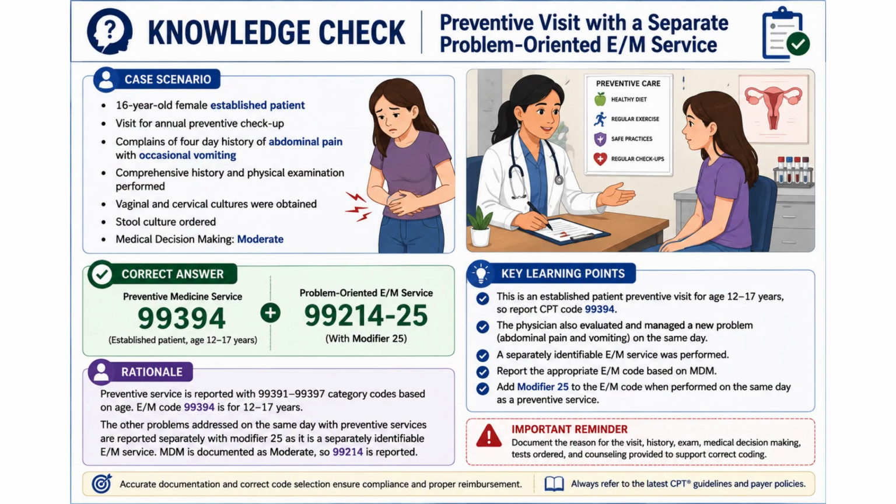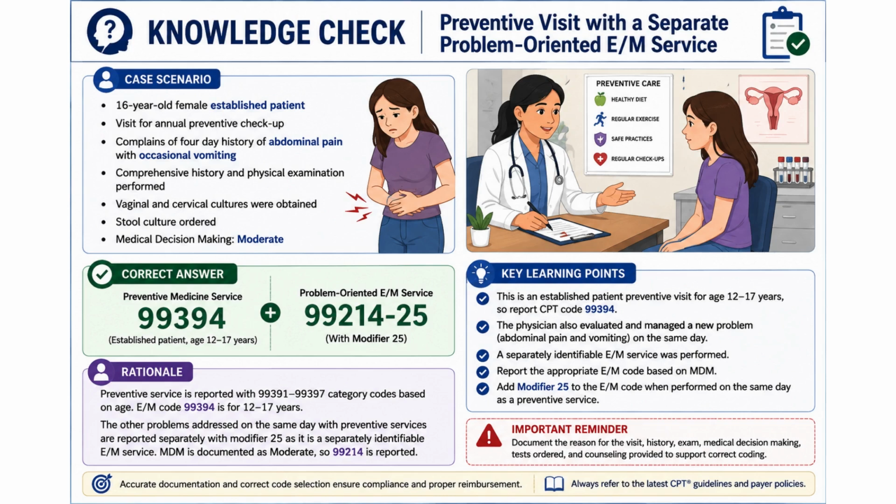Let's work through this knowledge check. In this case, a 16-year-old established patient comes to the physician's office for her annual preventive examination. During the visit, she also reports a 4-day history of abdominal pain with occasional vomiting. The physician completes the preventive examination, performs a medically appropriate history and physical examination, obtains vaginal and cervical cultures, orders stool cultures, and documents moderate medical decision-making to evaluate the patient's new symptoms. Since this is an established patient between 12 and 17 years of age, the preventive medicine service is reported with CPT code 99394.